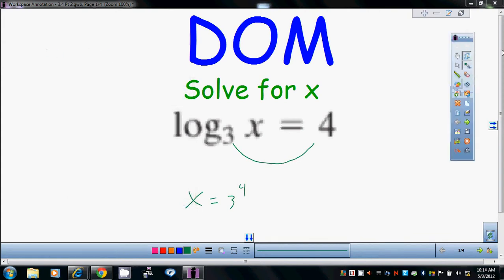So, when you have a log and you are looking for this piece here, not the base and not the actual exponent, just put the base with the exponent and you have your x. Alright.